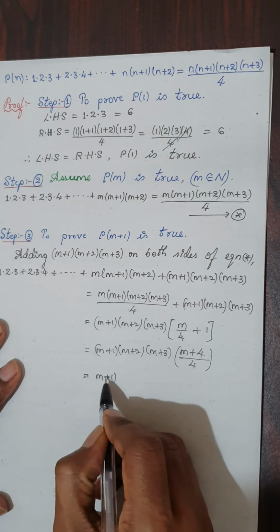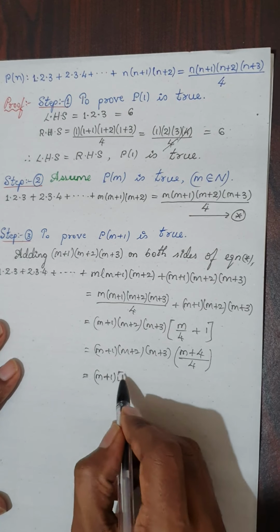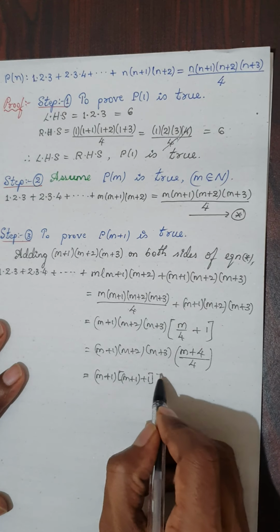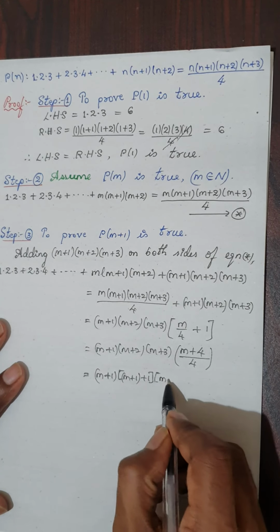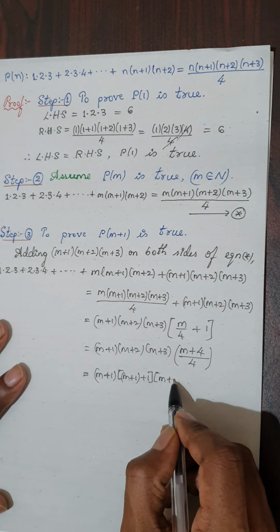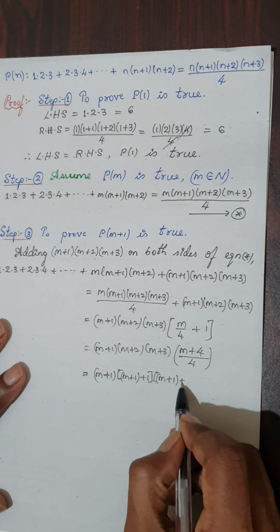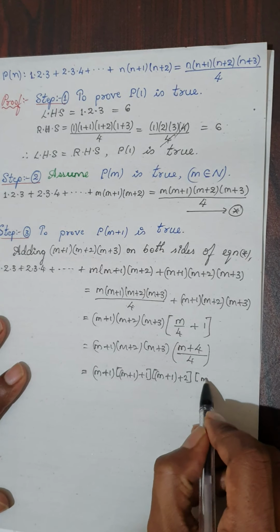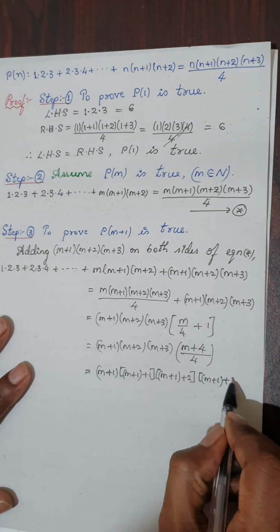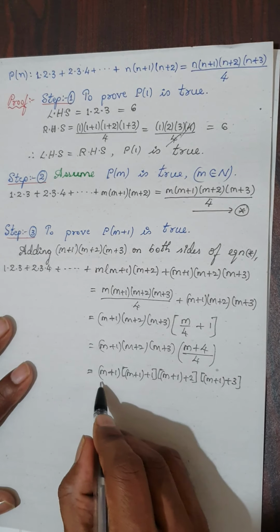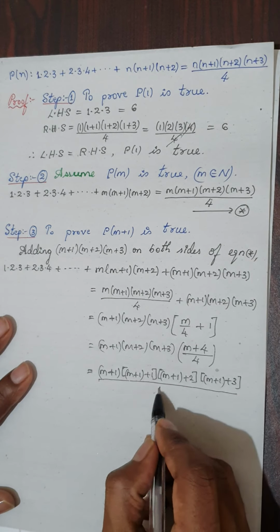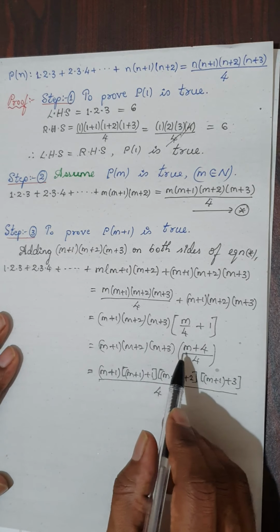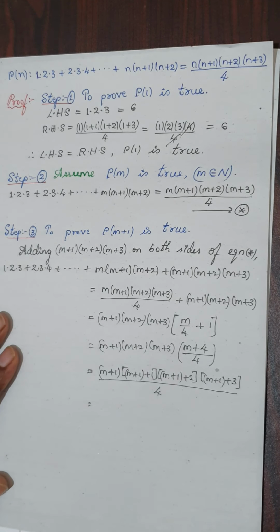See how I'm going to rewrite this step. M plus 1 is written as it is. M plus 2 I'm going to write as m plus 1 plus 1. Similarly, m plus 3, you can take m plus 2 plus 1, but better always take m plus 1 plus the remaining number, 2. Finally, m plus 4 can be written as m plus 1 plus 3, because 3 plus 1 gives me 4, whole divided by 4.